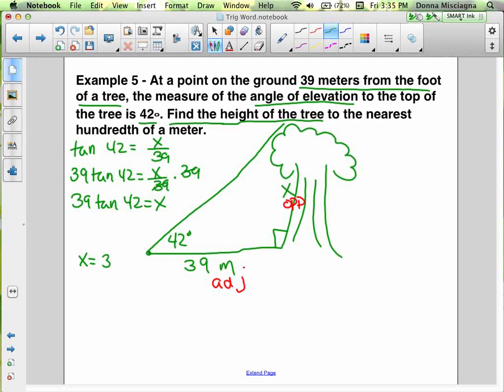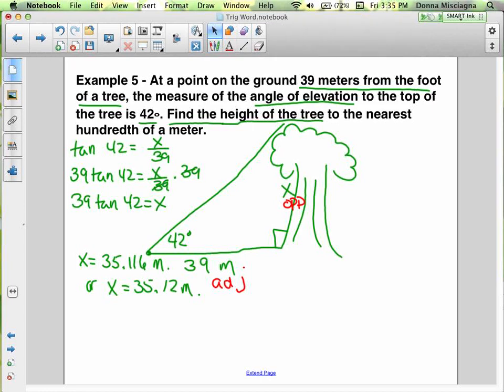35.116 meters. That's the height of our tree. And this one said nearest hundredth of a meter, so that would round up to 35.12 meters. And there we go. We've answered another problem. It's just as easy as that. I think I've got maybe 3 more. Let's do another problem.